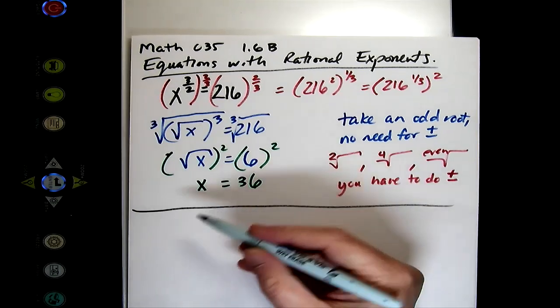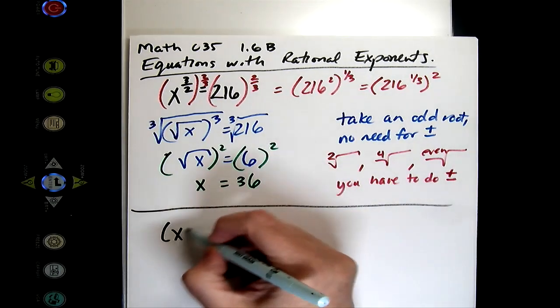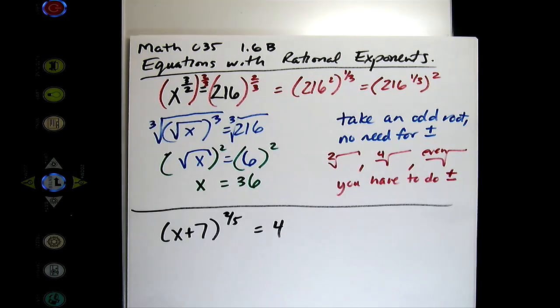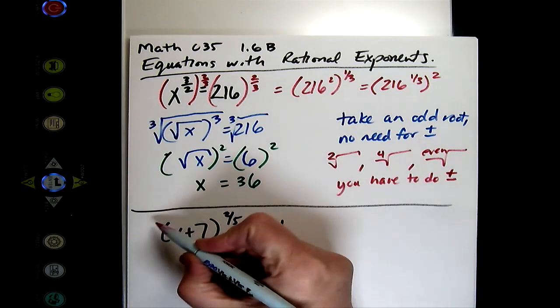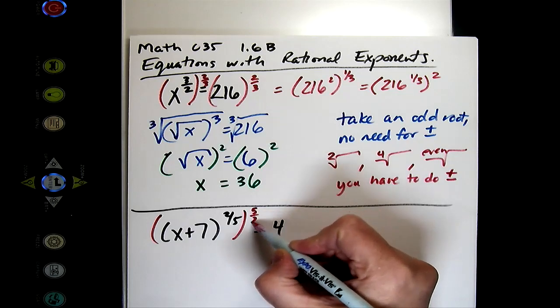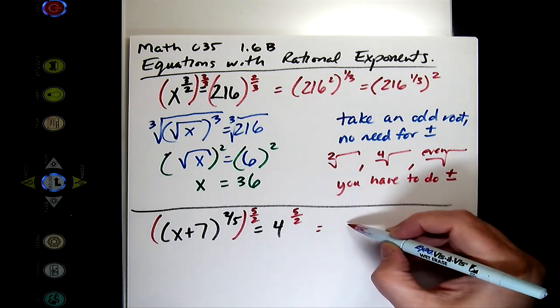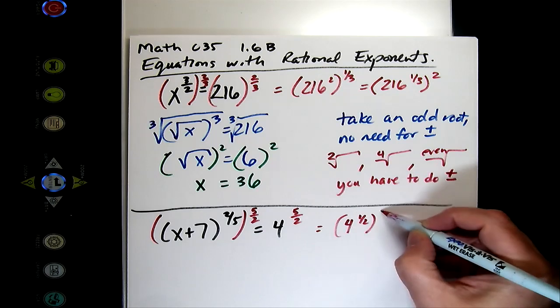We could kick it up a notch. Let's see, what do we want to go with? Let's do x plus 7 to the 2/5 equals 4. So we can do it both ways. We can do this where we do the reciprocal exponent, and maybe take a look at what that looks like. This looks like 4 to the 1/2 to the 5th power.